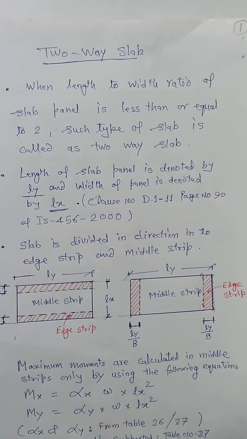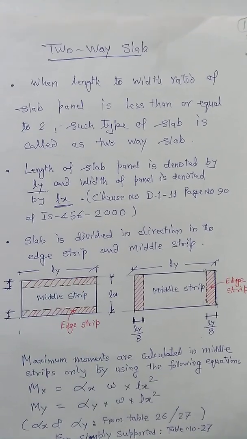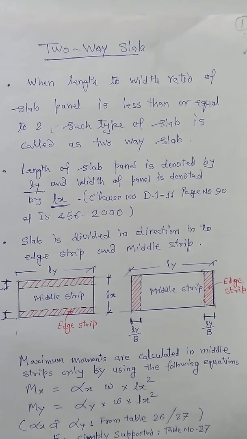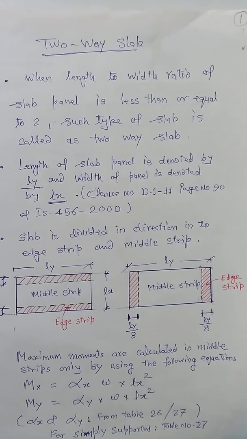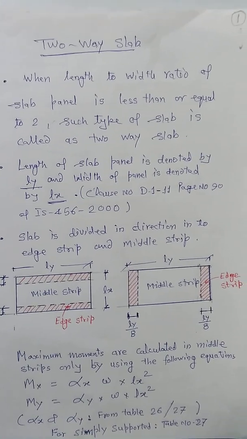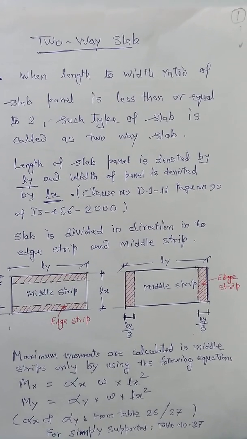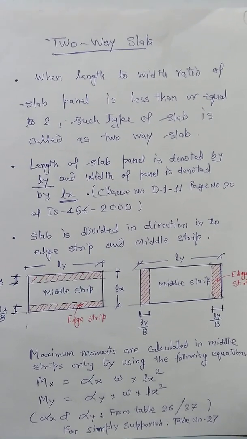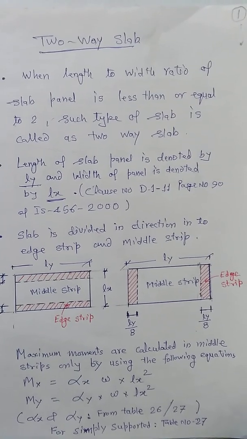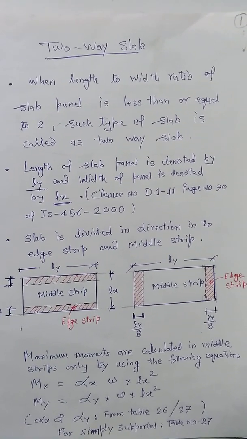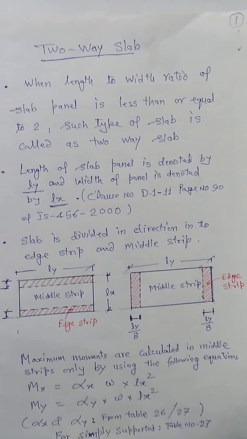Today we are dealing with a two-way slab. What is a two-way slab? When the length to width ratio of a slab panel is less than or even equal to 2, such a type of slab is called a two-way slab.